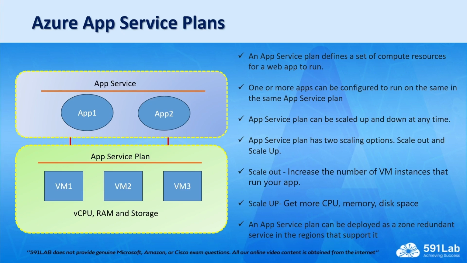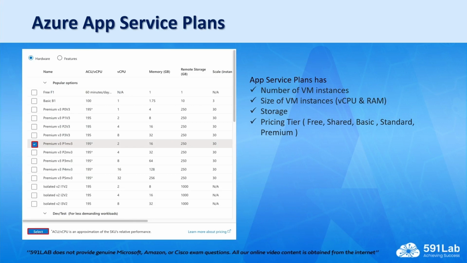The app service plan can also be deployed as a zone redundant service in the regions that support it. This brings us to the next slide, where we see that each app service plan has a number of VM instances which are deployed at the backend, details of virtual CPUs and RAM which are allocated, storage in terms of disk space, and pricing tier. Here is a snapshot of what the app service plan looks like. We'll see it in the Azure portal in our lab section as well.